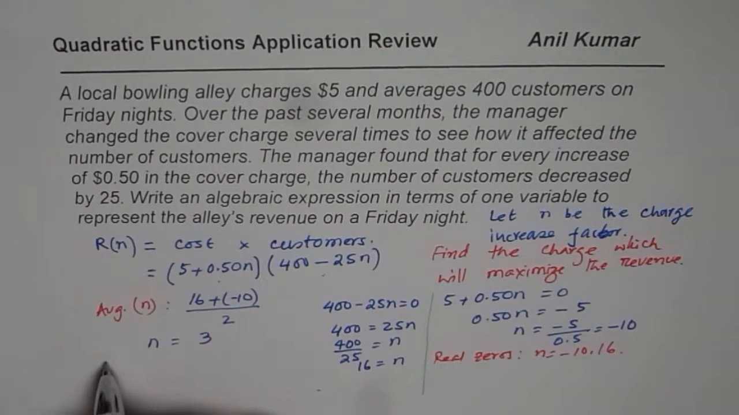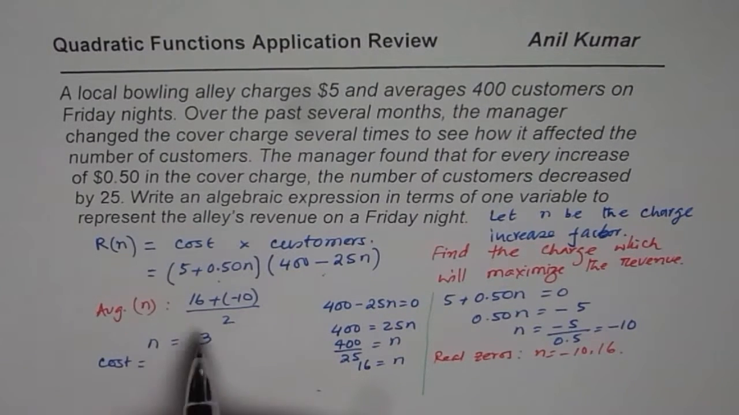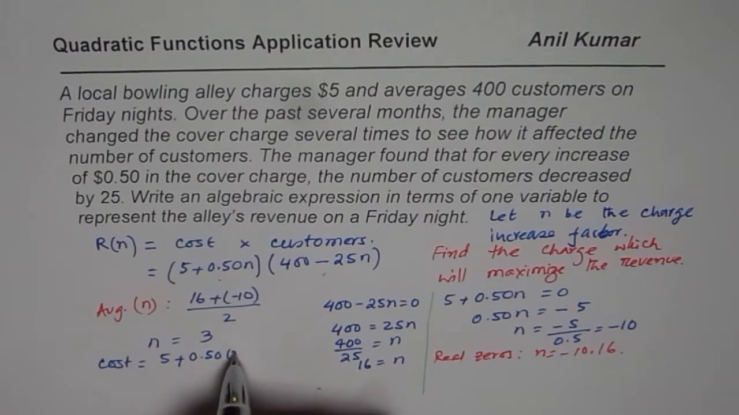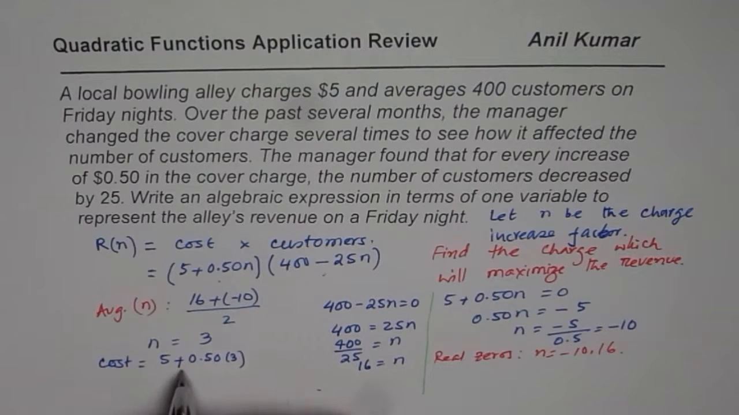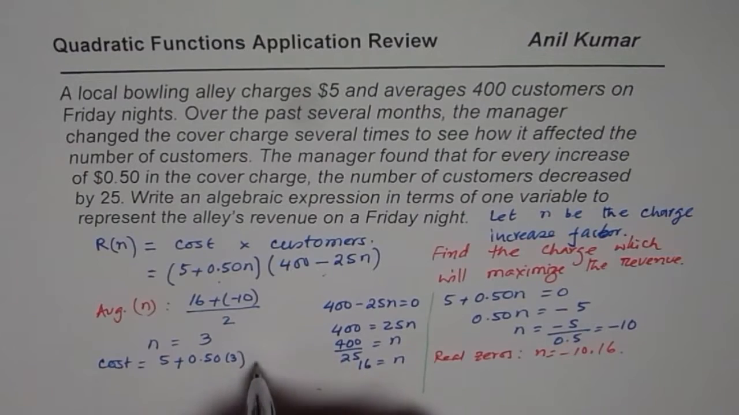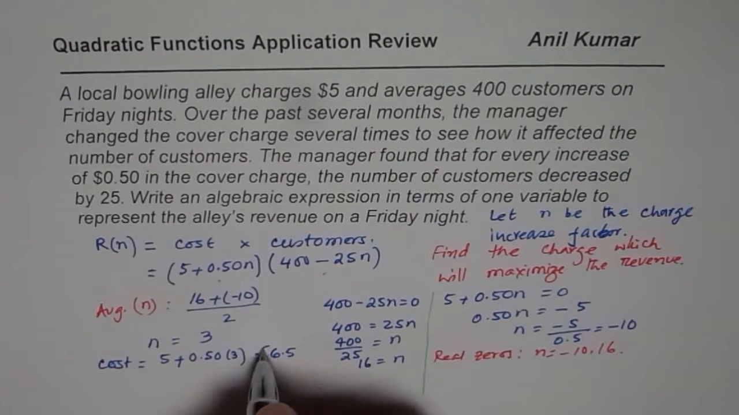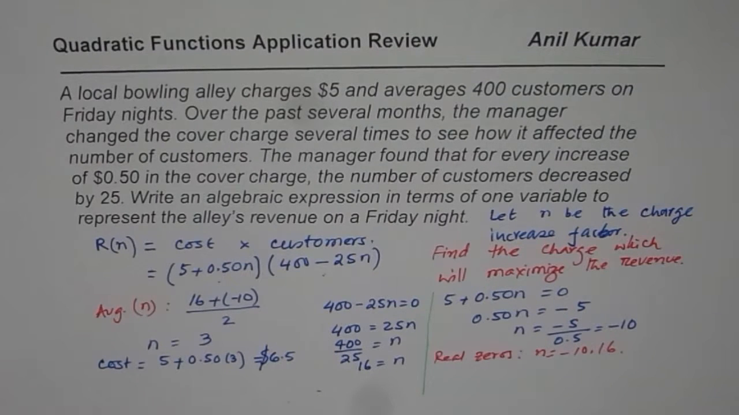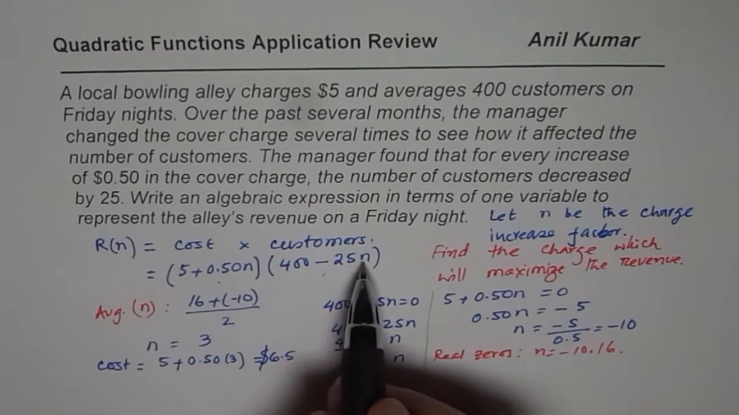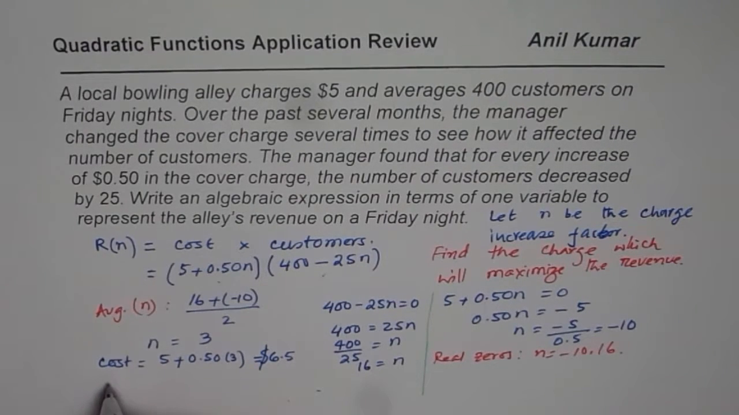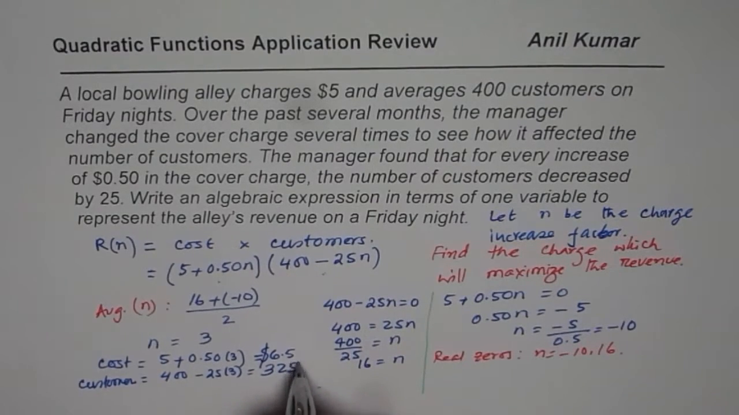In that case, the cost will be how much? Cost will be equal to, we substitute n by 3. So there'll be 5 plus 0.50 times 3, correct? That means 1.5. So we have to add 1.5, and we'll get $6.50. So $6.50 is the cost which will maximize the revenue. You can also find how many customers will come to pay that much. The number of customers will be 400 minus 25 times 3. That means you have to take away 75 from 400. So 325 customers will come.